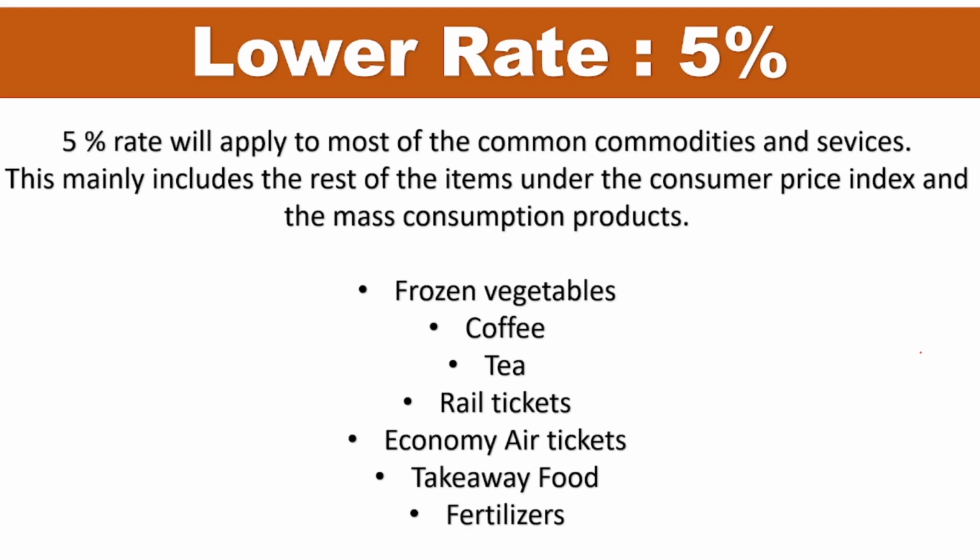Next, rail tickets and economy air tickets. There are two types, business air tickets and economy air tickets, and economy air tickets fall under this 5% lower rate GST. Takeaway food or carry food, and fertilizers. These all come under the 5% lower rate GST.